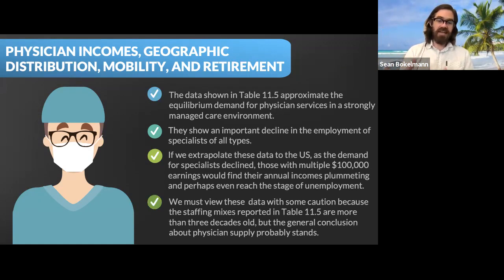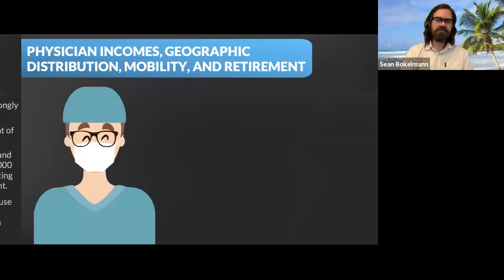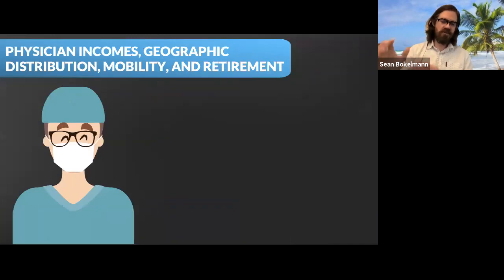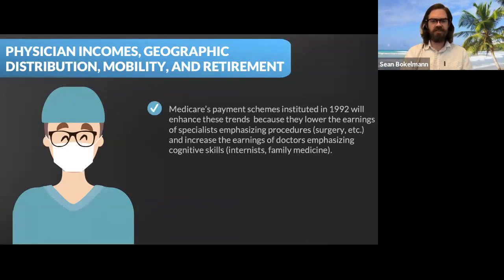But again, we have to be careful and take this extrapolation with a grain of salt, because the staffing mixes reported in the table are not only 3 years old, but also from this particular region. But the general conclusion about physician supply probably still stands, even though the data is relatively old and from a particular region. Okay, so fewer doctors are choosing to be specialists, more are choosing to be primary care physicians.